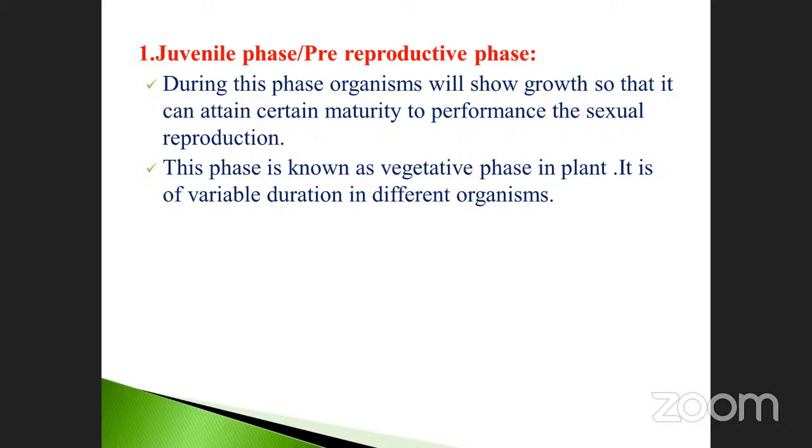Cow or buffalo or whatever it may be. Turtle. Tortoise, the giant tortoise, it has a lifespan of 128 years. Okay, the juvenile phase will be different. Take an example, in our domestic animals, cow or buffalo or whatever it may be, take a cat and whatever it may be. Okay, they may vary. The juvenile phase or pre-reproductive phase differs in each and every organism.